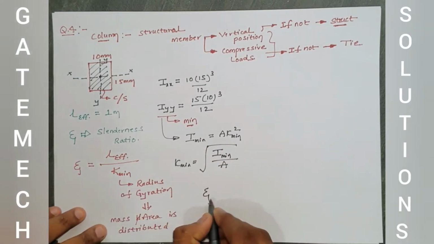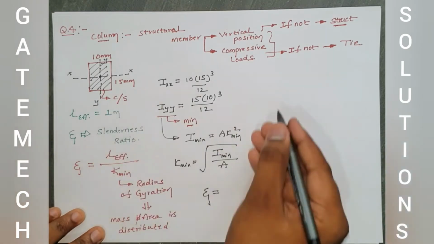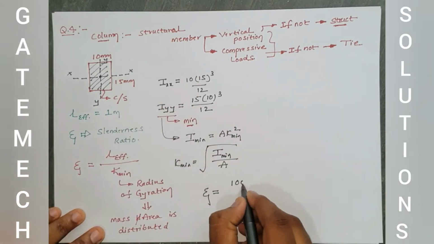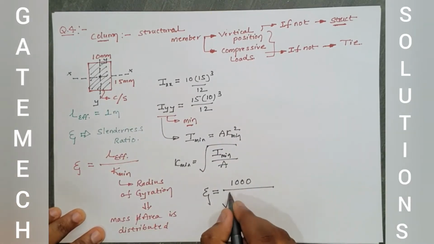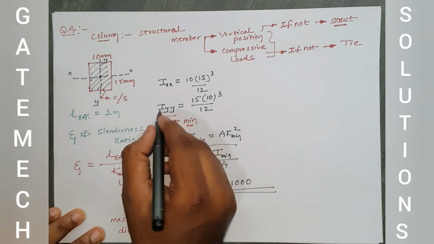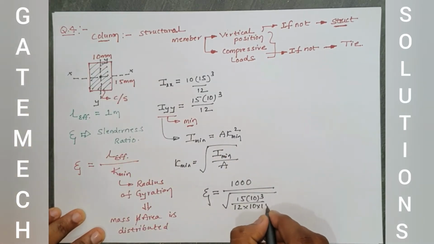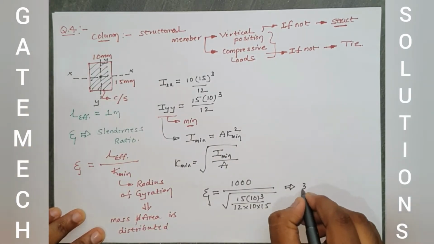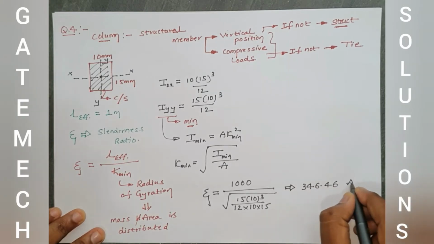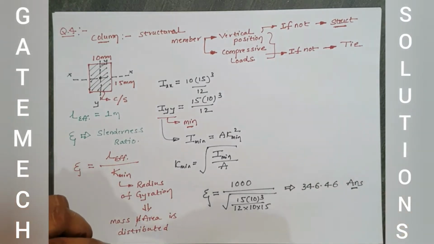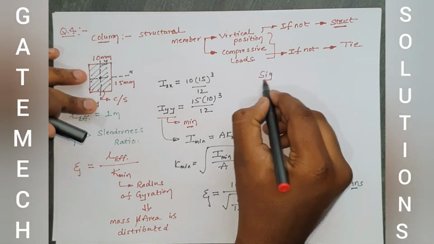So substitute here: zeta is exactly equal to effective length, 1 meter, which I am taking as 1000 millimeter, divided by the square root of I, which is 15 times 10 cube by 12, the minimum value we need to consider, divided by the area of cross section, 10 into 15. Substituting, you will get 346.41 as the correct answer. It's a ratio, it doesn't have any unit.